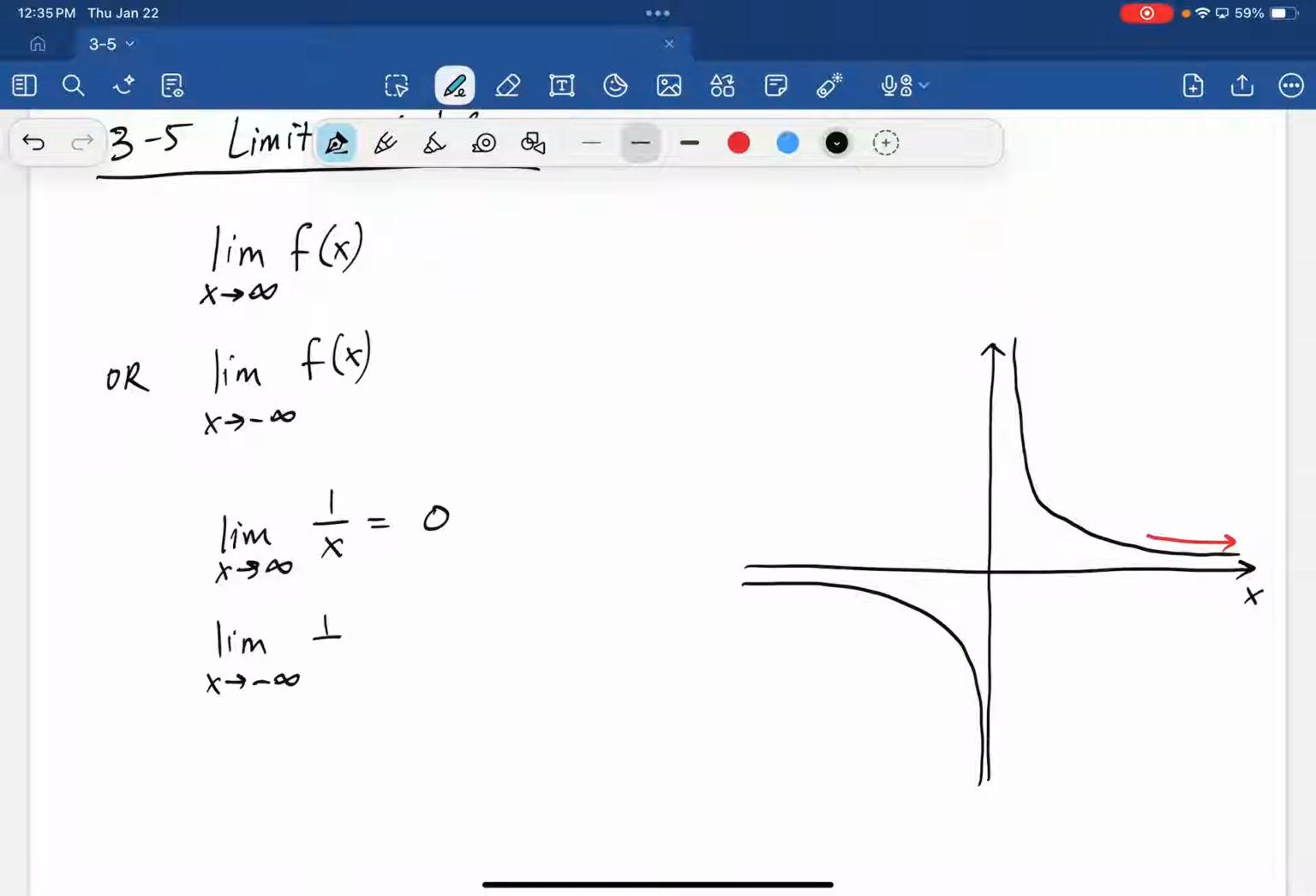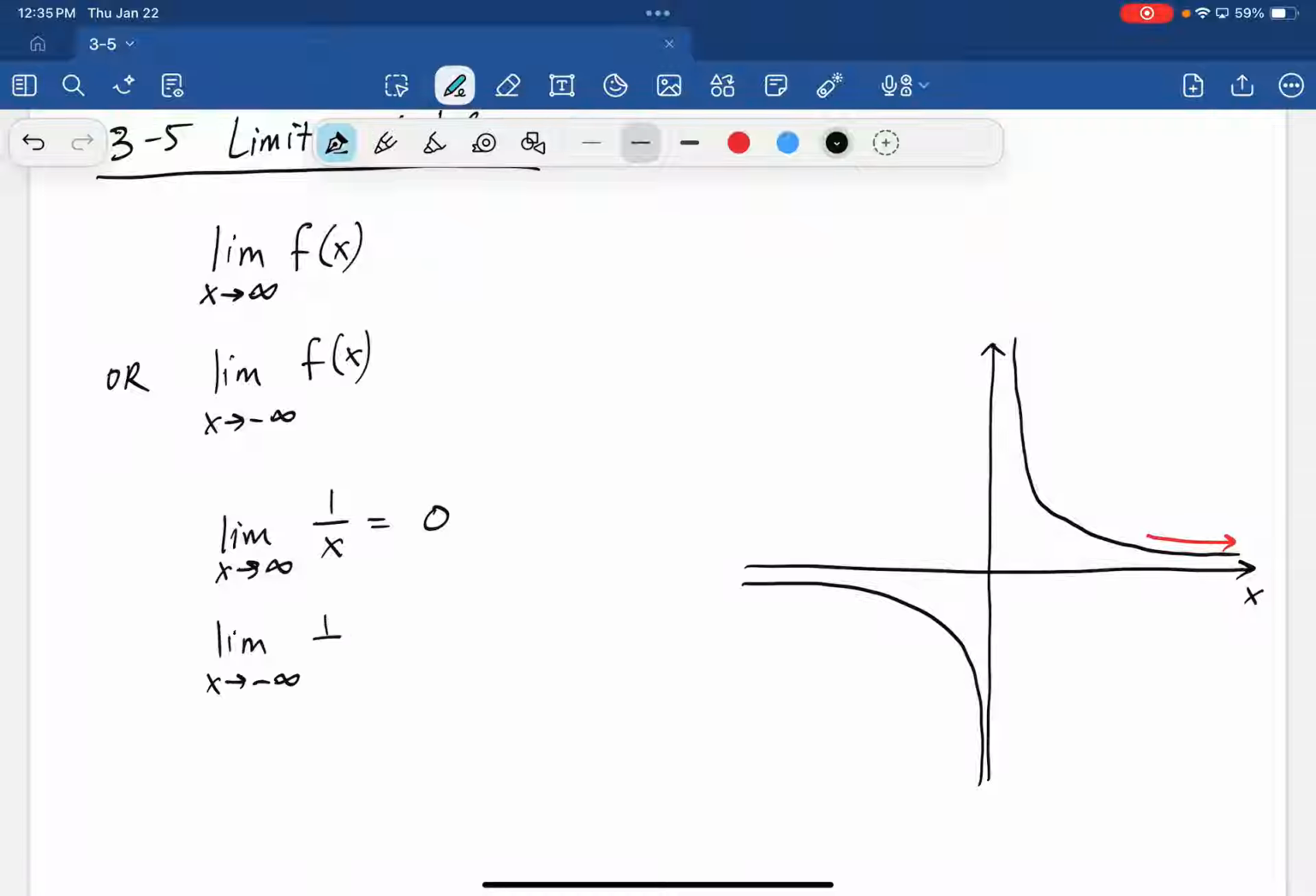And so a function can have two different horizontal asymptotes, right? Because it can approach two different numbers as x gets big or as x gets small. Typically they're the same, but sometimes they're different. Horizontal asymptote. Okay, good. Any questions about this?